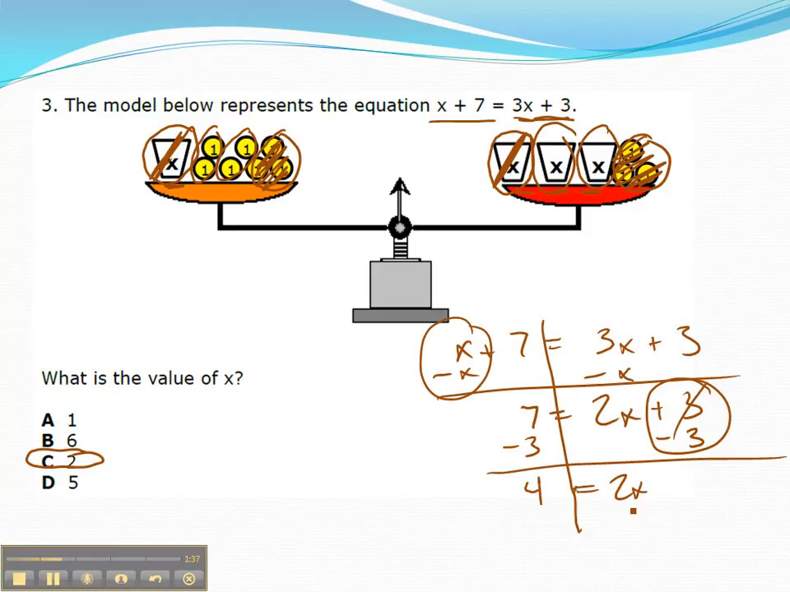I want to find out what 1x is equal to, so I undo that multiplication by 2 with division by 2, and 2 over 2 is 1, so 1x equals 4 divided by 2, which is 2. Same answer we got using the model.